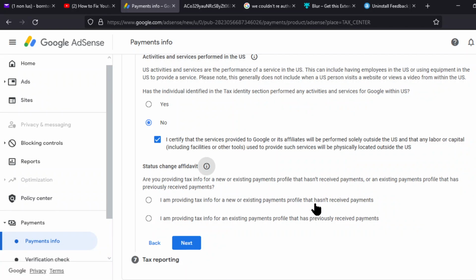But the question is very weird. It cannot be and, or, and. No, just stay one. Are you providing your tax information for a new profile that hasn't received payment? Yes, don't add or existing payment. You cannot be new and or existing. You cannot be new or old. It has to be one of both. Then you say or an existing payment profile that hasn't previously. If you are a profile you never received money before, I've received money before.